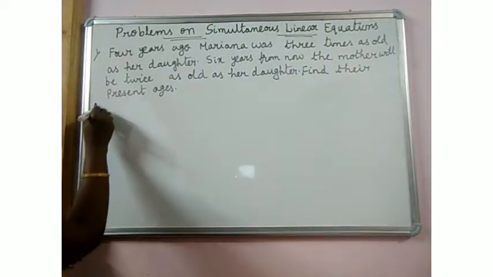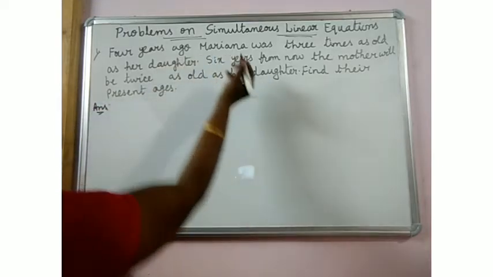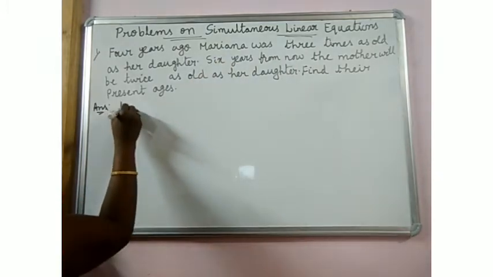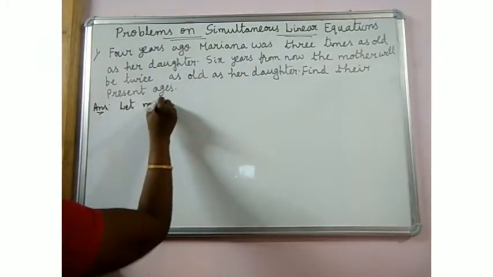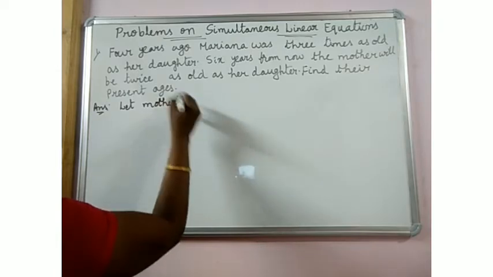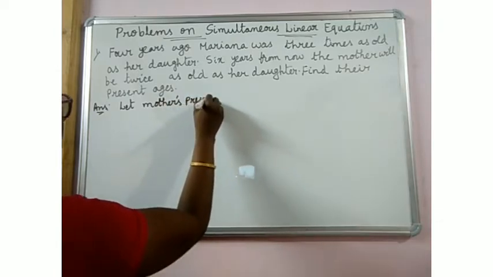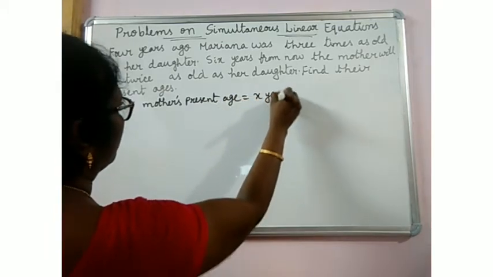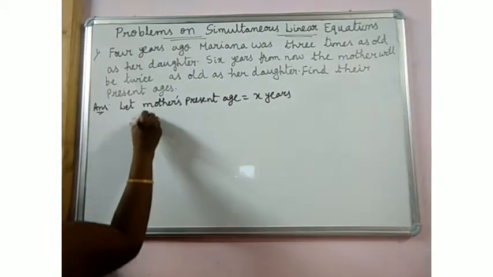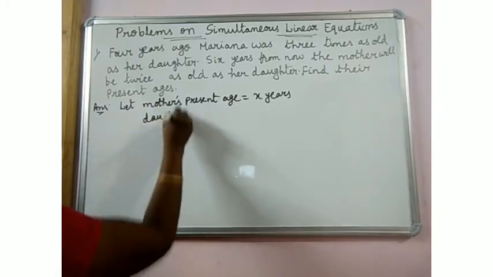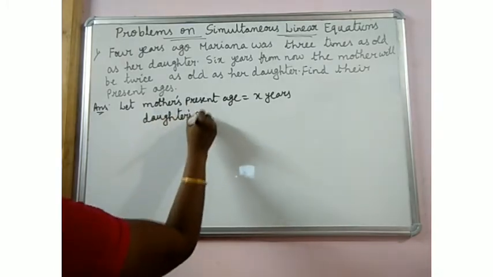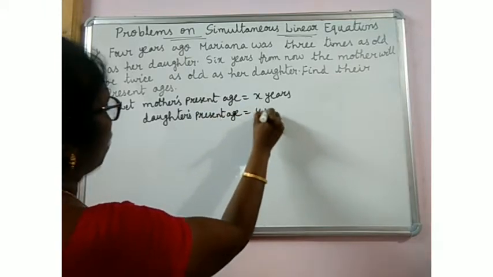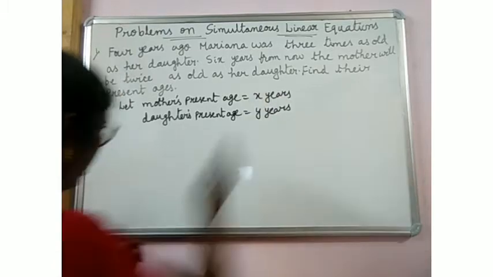So, let us take Mariana means mother. Either Mariana or mother, you can write. Let mother's present age be X years. Let daughter's present age be Y years.